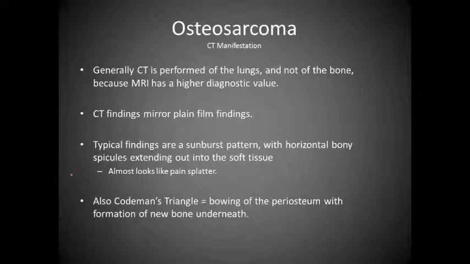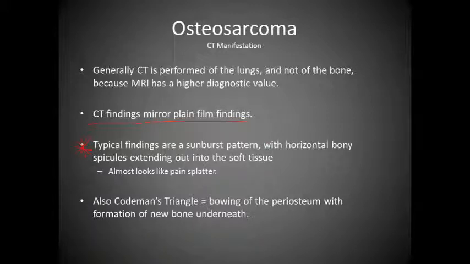Generally, CT is not performed of the bone, but it's rather performed of the lungs, and that's because MRI has a higher diagnostic value in terms of looking at the bone, while CT can rapidly scan the lungs and do a very excellent job of demonstrating any pathology that might exist there. However, if you were to do a CT for an osteosarcoma, you would most normally find that the CT findings mirror the plain film findings. You're not going to see a whole lot more than what you would on just plain film. But if you were looking at it on CT, this is what you would see.